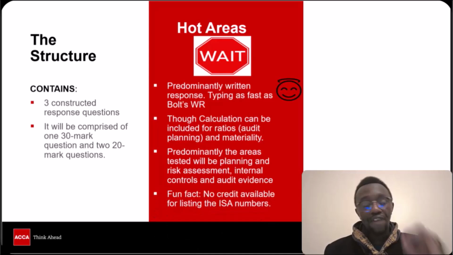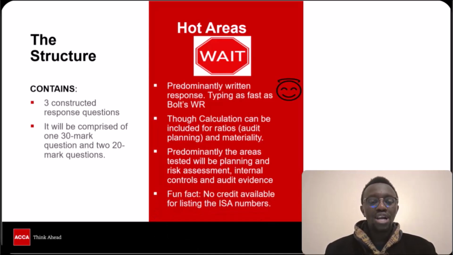Now, fun fact, there is no credit available for listing the ACCA numbers, and as such, rote learning of ACCAs is not appropriate. Rather, an understanding of the key principles underlying auditing needs to be obtained and applied to the situation, all right?